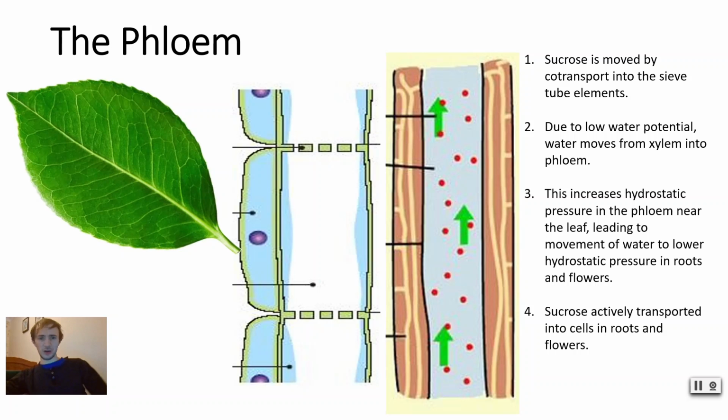So the first thing to say about translocation is there's really two things you need to know. One is the structure of the phloem, and the other is the mechanism of translocation, the mass flow hypothesis.